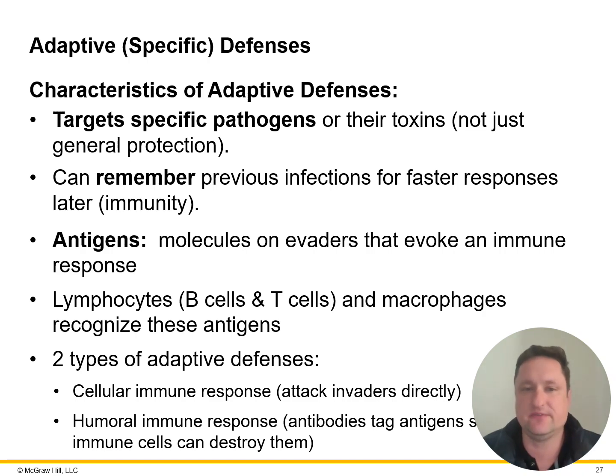Cytotoxic T cells identify infected or abnormal body cells displaying the antigen and destroy them directly. Helper T cells release the signals that organize and boost the entire response. Then we have the second type, the humoral immune response. This is B cell driven. B cells become plasma cells that make antibodies. Antibodies bind to antigens like tags, neutralizing toxins and marking invaders so other immune cells can eliminate them.